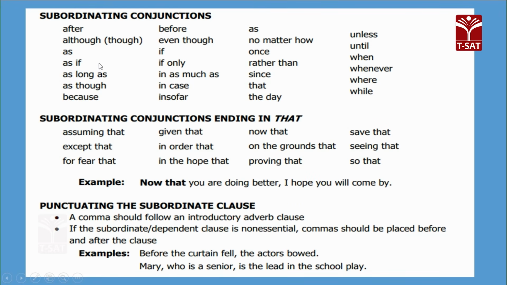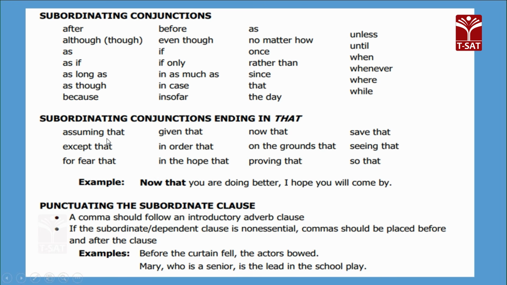Here is a list of some subordinating conjunctions: after, although, as if, as long as, as though, because, before, even though, if only, inasmuch as, in case, in so far as, no matter how, once, rather than, since, that, the day, unless, until, when, whenever, where, and while.